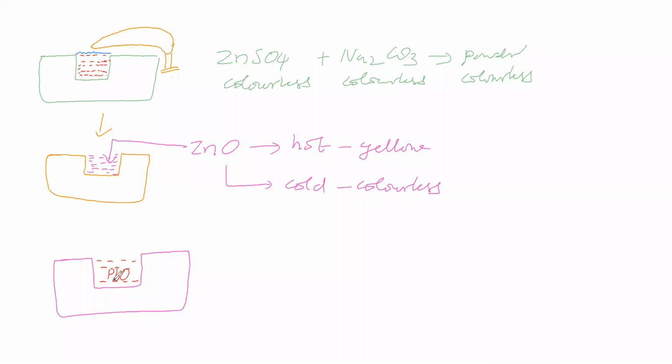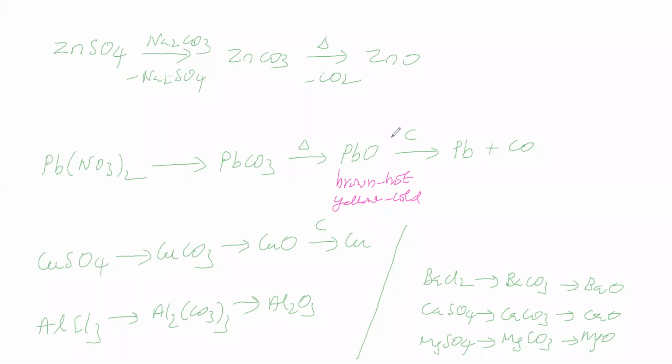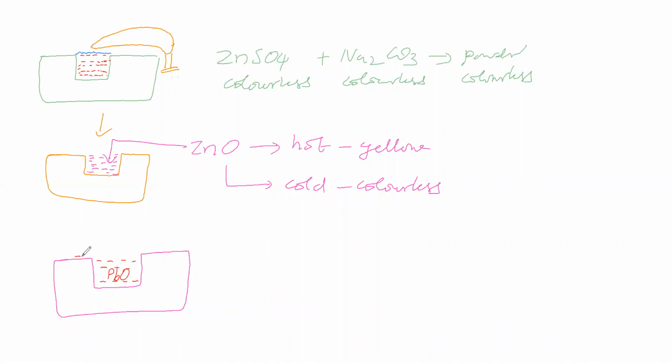This plumbous oxide undergoes a reduction with carbon to give lead. Lead is present here. It is called incrustation. Lead is present around the cavity. This incrustation is lead, present around the cavity above.